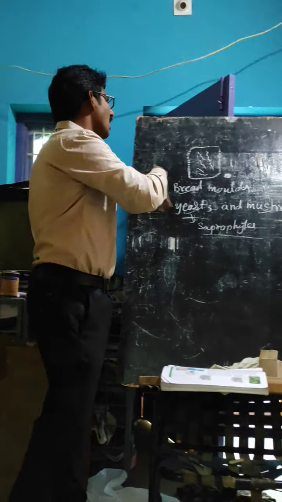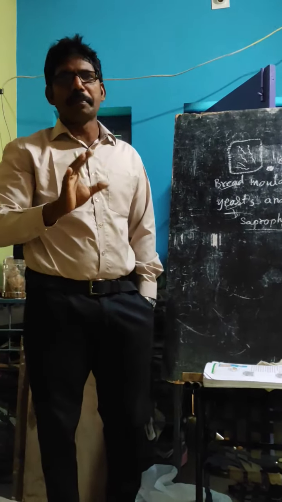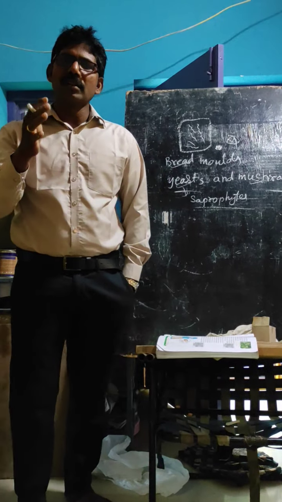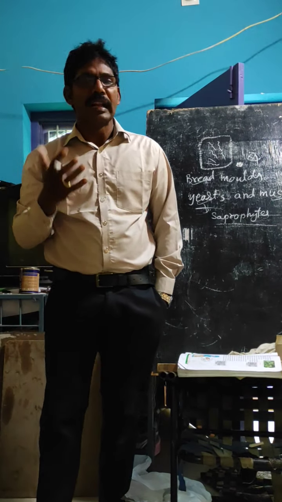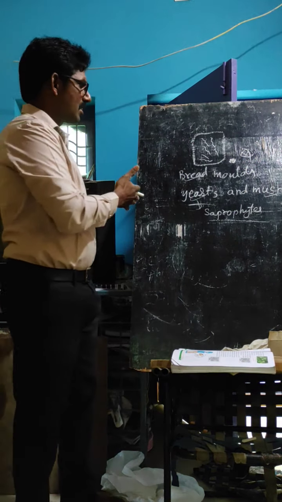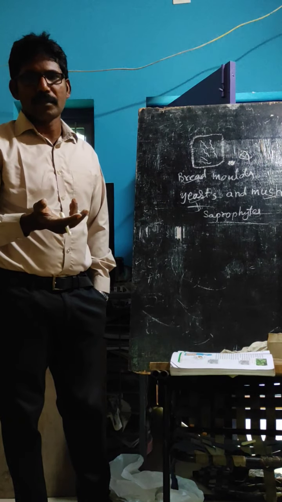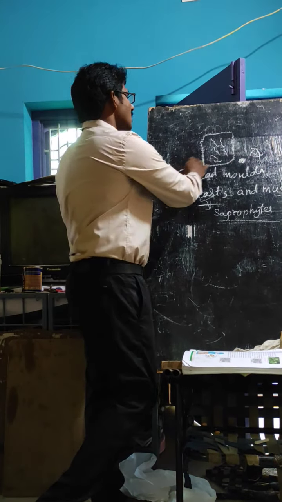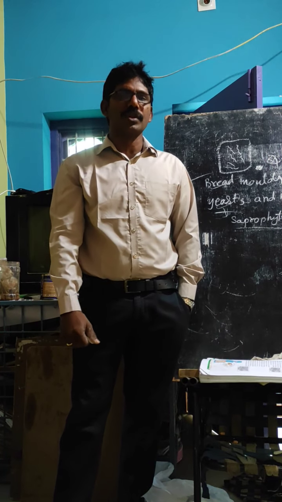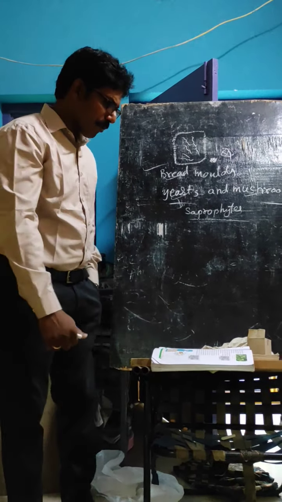That means outside of their body, the bread is broken down into small pieces or converted into liquid form. Then they absorb it, like a sponge absorbing water. These saprophytes absorb it and use the material as food. Understand? These are called saprophytes, and this type of nutrition is called saprophytic nutrition.